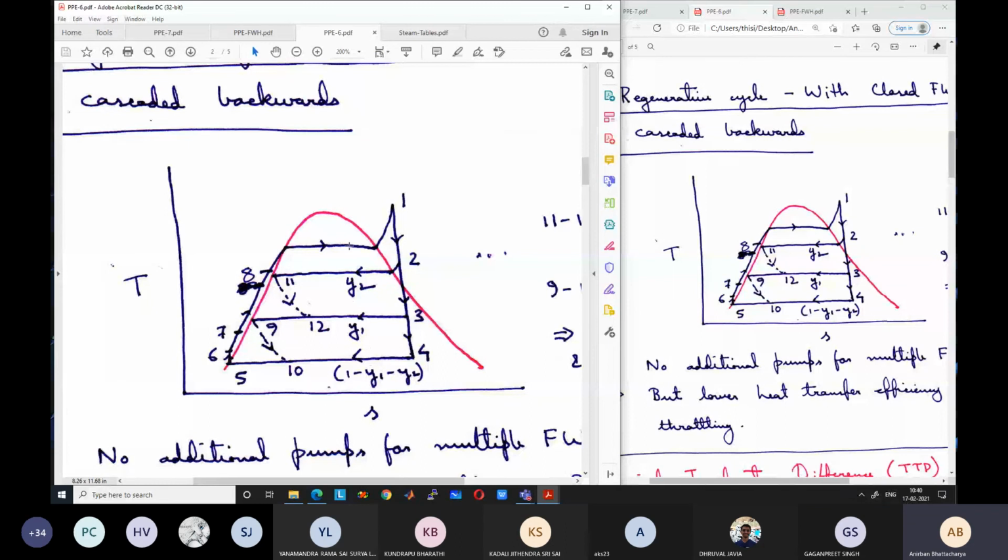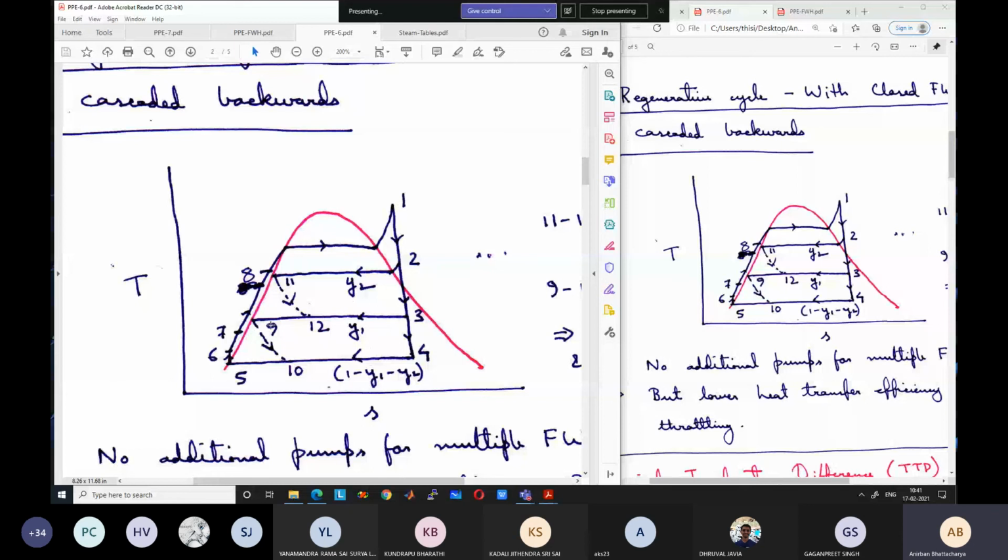First feed water heater pressure is 1 megapascal. Second feed water heater pressure is 100 kilopascal. I will again repeat: boiler pressure is 10 megapascal, condenser pressure is 10 kilopascal, first feed water heater pressure is 1 megapascal, second feed water heater pressure is 100 kilopascal. So these four pressures are known, and turbine inlet temperature is 600 degrees centigrade. TTD values for both the feed water heaters is 5 degrees centigrade.